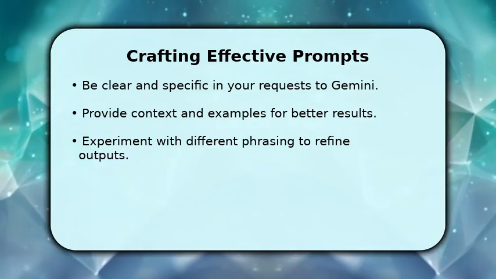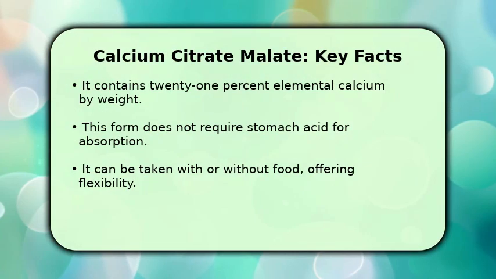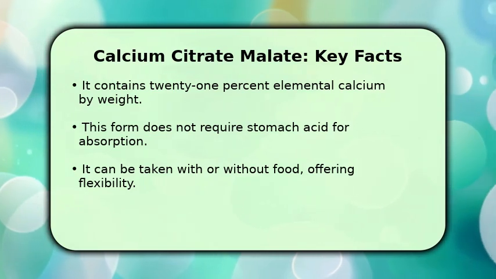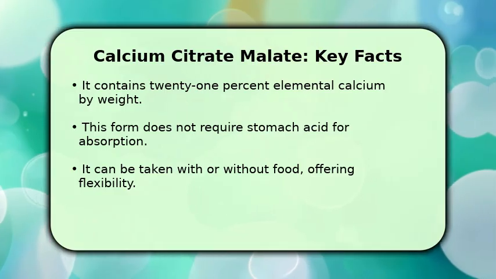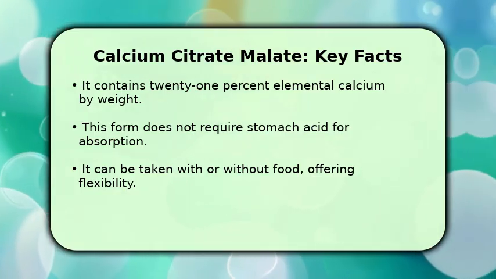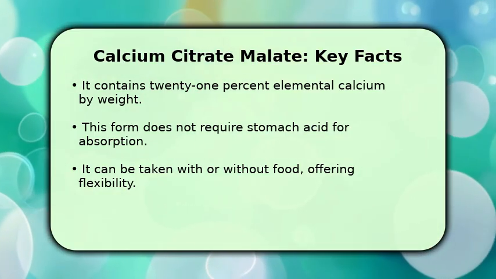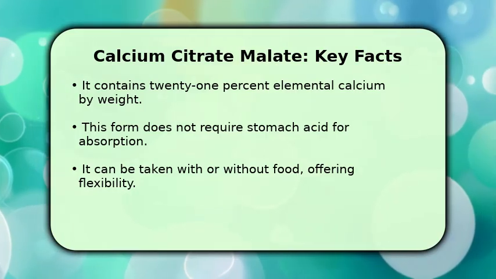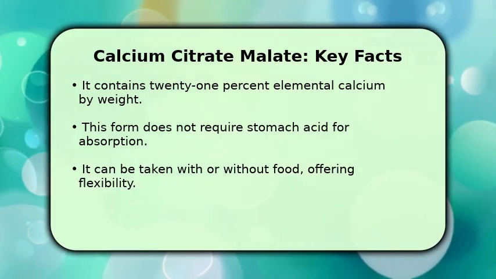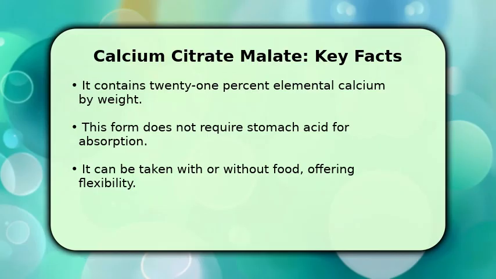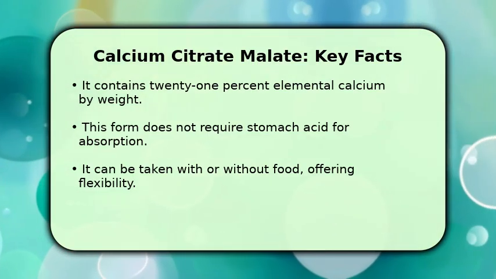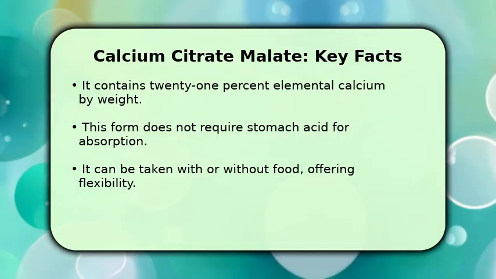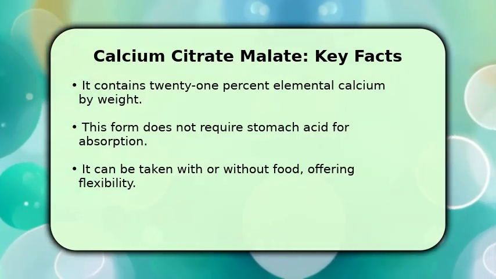Calcium citrate malate, while often pricier, offers distinct advantages. It contains about 21% elemental calcium by weight. A key benefit is that it does not require stomach acid for absorption, making it a good option for those with lower stomach acidity or who take acid-reducing medications. You can take it anytime, with or without food, providing greater flexibility in your daily routine. Its higher bioavailability is a significant plus.